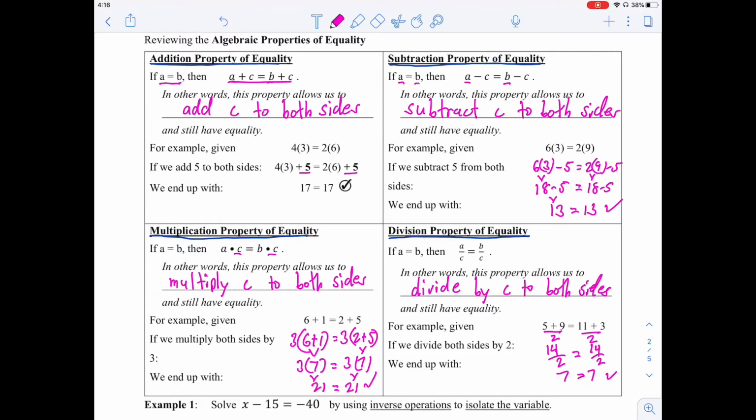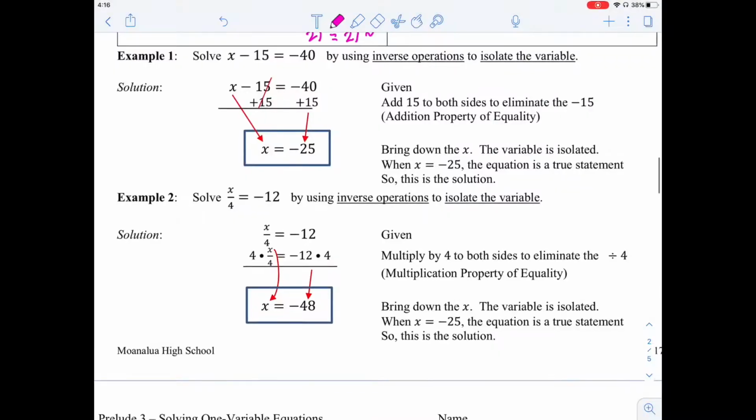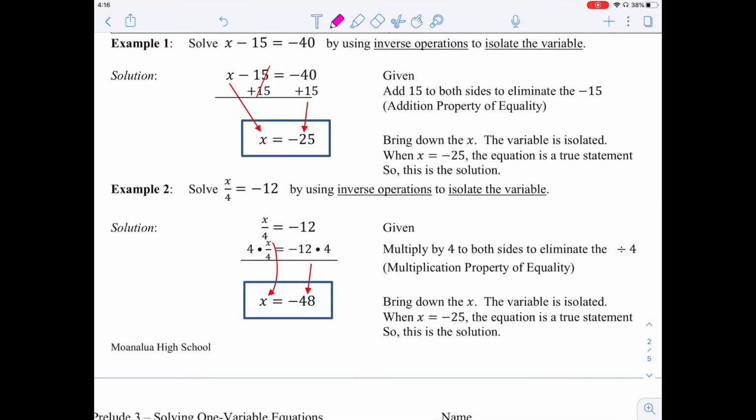Add c to both sides, subtract c from both sides, multiply c to both sides, and divide by c on both sides. Simple example, we want to solve x minus 15 equals negative 40. So you always look, where is the variable, right? So the variable is on the left side. So you want to get rid of that constant right next to it, negative 15.